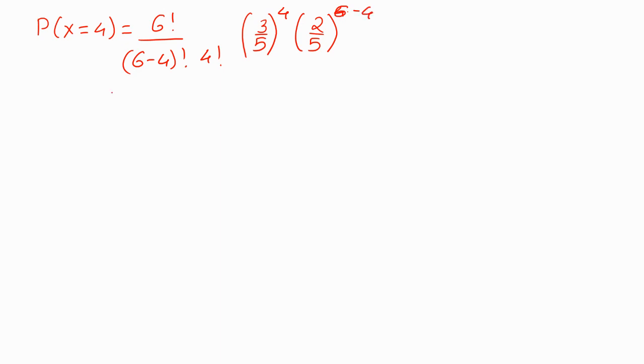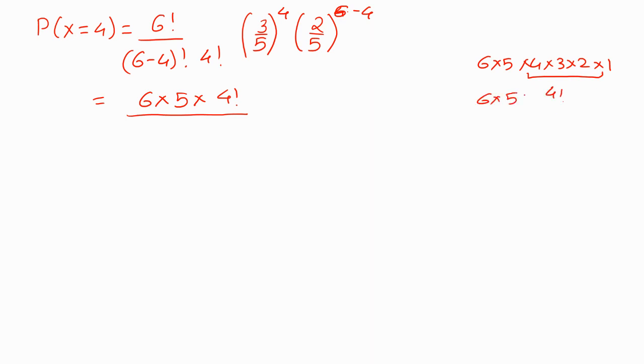6 minus 4. Okay, so this comes out to be 6 factorial. I will just split this: 6 into 5 into 4 into 3 into 2 into 1, where 4 into 3 into 2 into 1 is my 4 factorial. You try to convince this yourself. Therefore 6 into 5 into 4 factorial. Now 6 minus 4 is 2 factorial, that is 2 into 1, that is 2, into 4 factorial as it is.